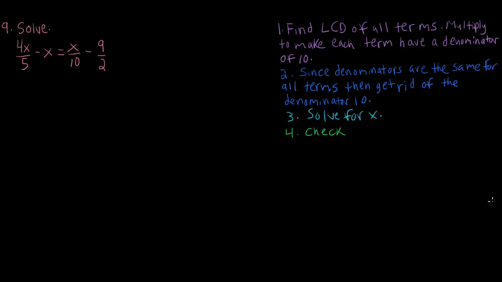Solve. 4x over 5 minus x equals x over 10 minus 9 over 2. Alright, first step, we need to find the LCD of all terms. That's the lowest common denominator. We need to multiply each term to have a denominator of 10.